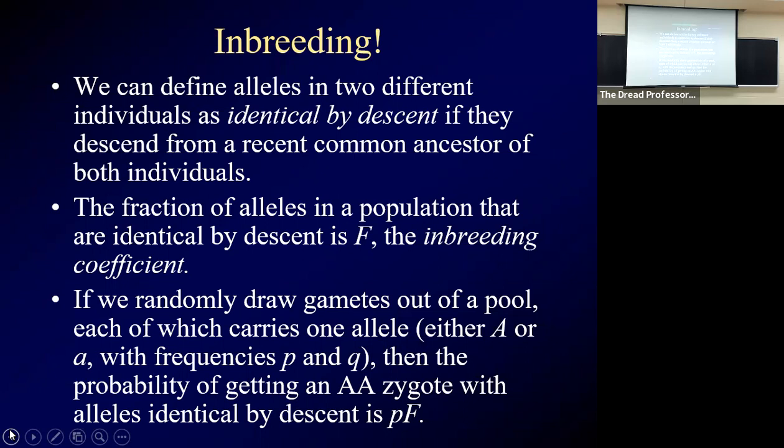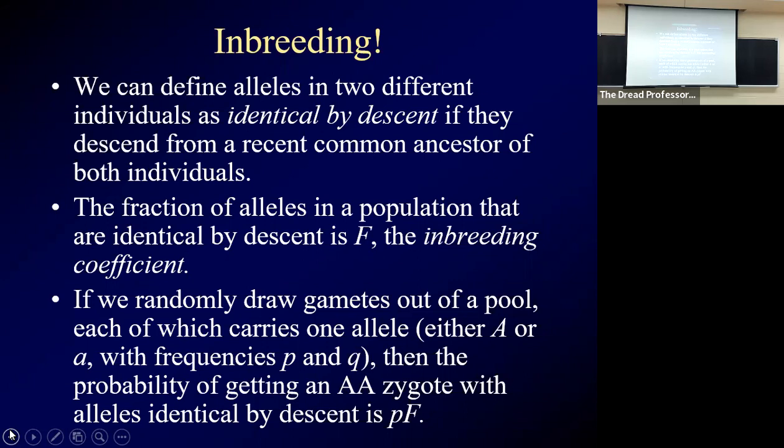Think back to the last, was it Monday? When I was having you imagine that oyster bed with all of those oysters that are firing off big clouds of eggs and sperm into the water and letting the water currents do the rest. Well, the fraction of alleles in that population that are identical by descent would be F.